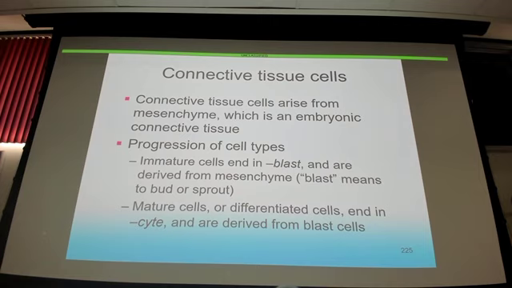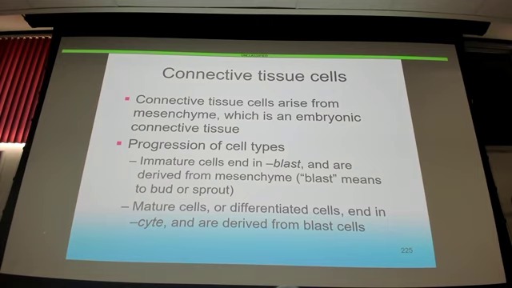So any tissue that we talk about that's considered a connective tissue, or a connective tissue cell, ultimately started as mesenchyme. It is the precursor to all connective tissues. I said it three or four different ways. Those are saying the same thing.